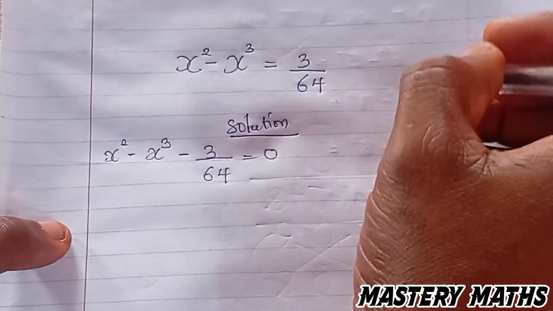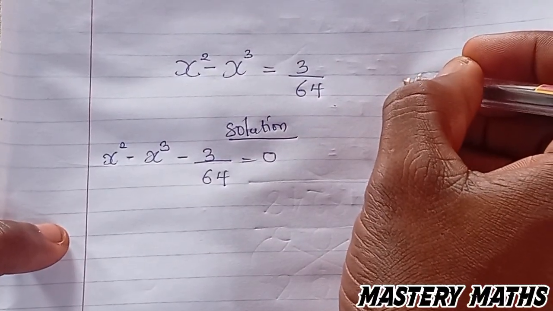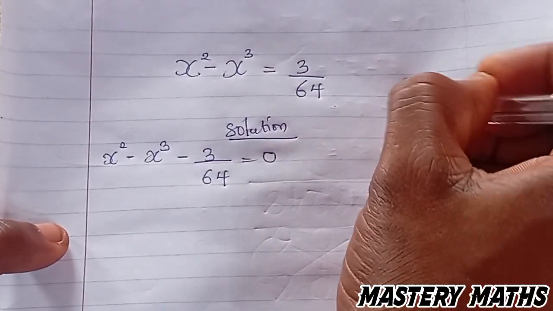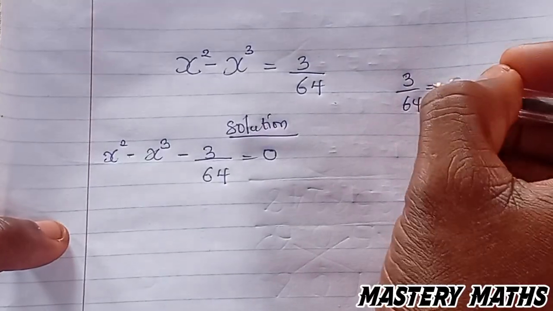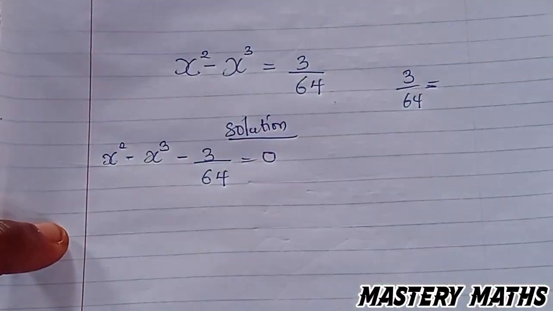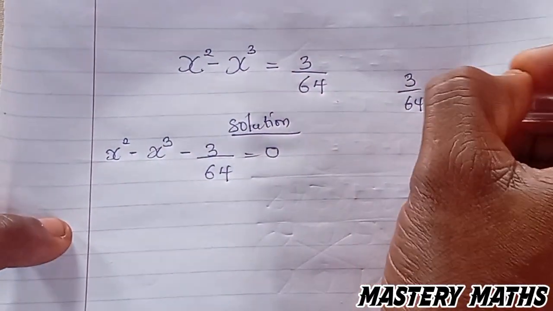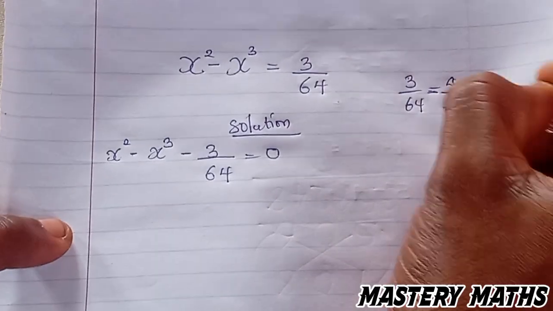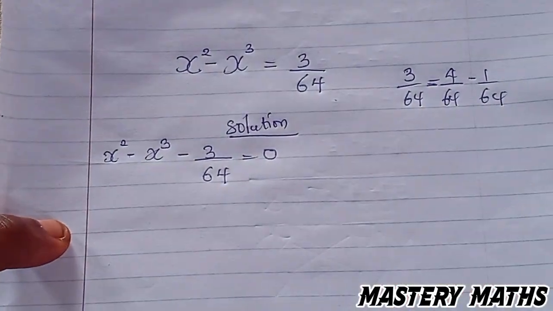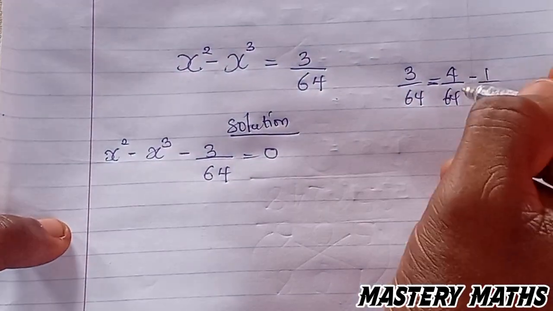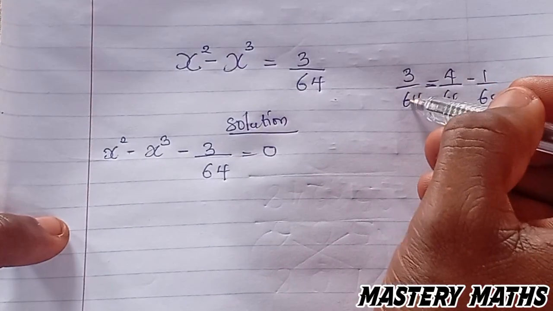In order to equate the value, if you watch here, you have 3 over 64. This 3 over 64, we want to equate the value. To equate the value here, we're going to say 4 over 64 minus 1 over 64. So in order to do that, what should you do next? Now, 4 minus 1 gives us 3, which is over this 64.